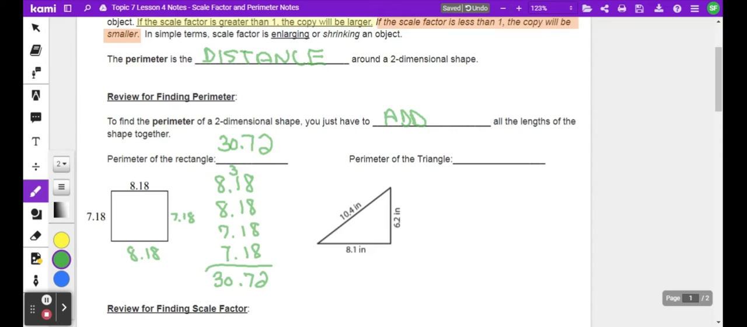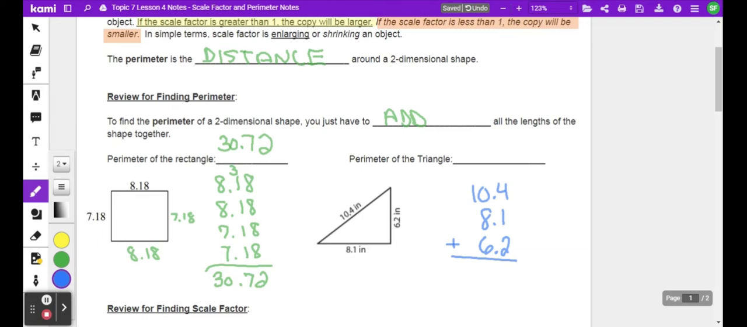If we go to the triangle, it has 3 sides. So in order for me to find the perimeter, I need to add the value of those 3 sides together. I can see that the long edge of the triangle is 10.4. The bottom edge is 8.1. And the right edge is 6.2. Again, I'm going to line up my decimals, and then I can go through and add like I normally would.